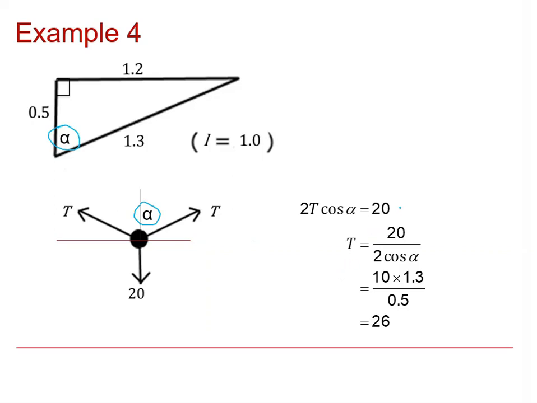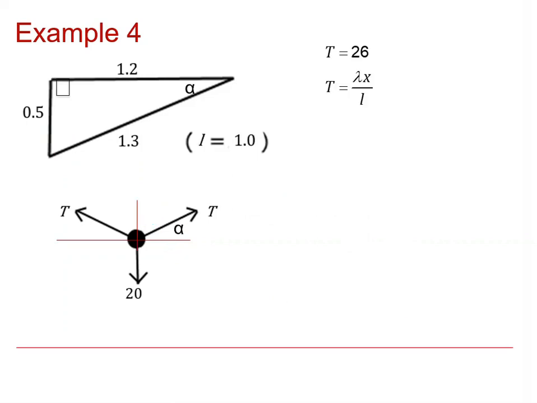So if we resolve vertically, then what we'll get is that the component of T obtained by saying T cos alpha, two of them, will balance the 20 downwards. So from that we can see that T is 20 over 2 cos alpha and put the numbers in. The cos alpha comes from the triangle as 0.5 over 1.3. So that arithmetic's fairly easy. We get 26. So that tells us that the tension in this force diagram is in each case 26 newtons.